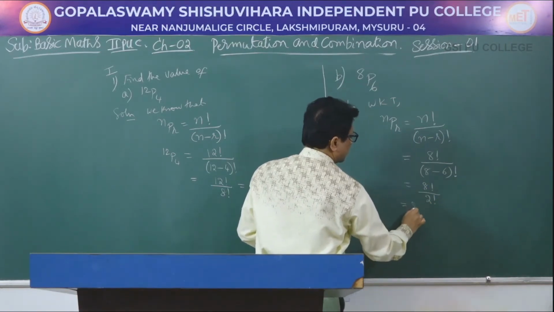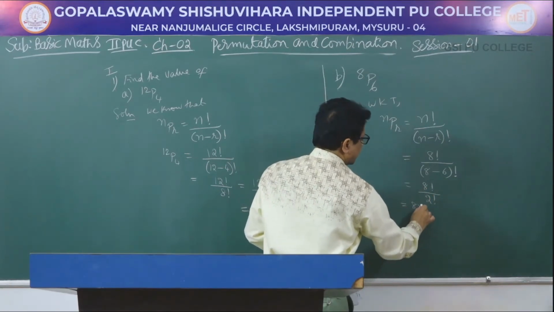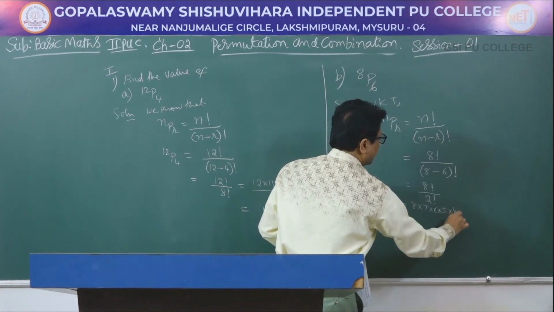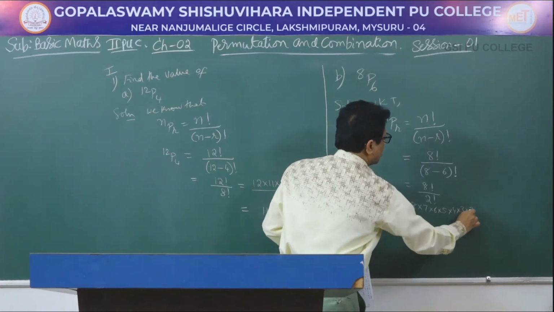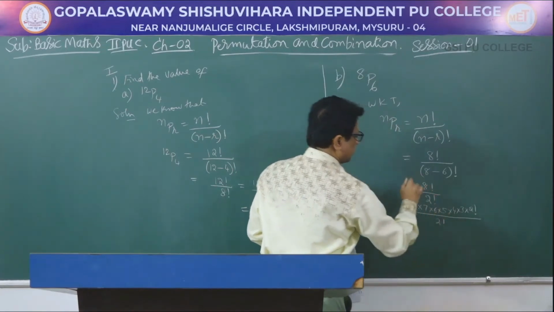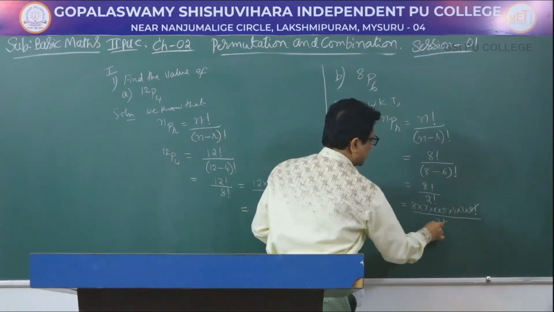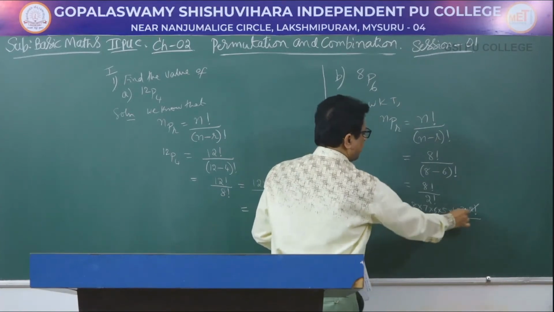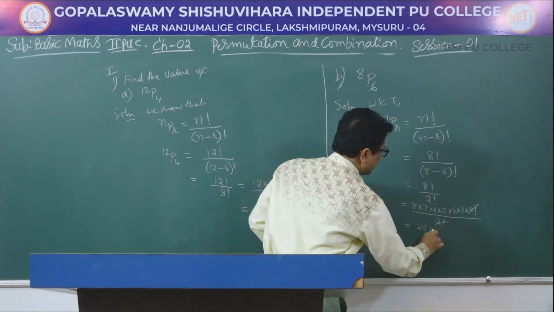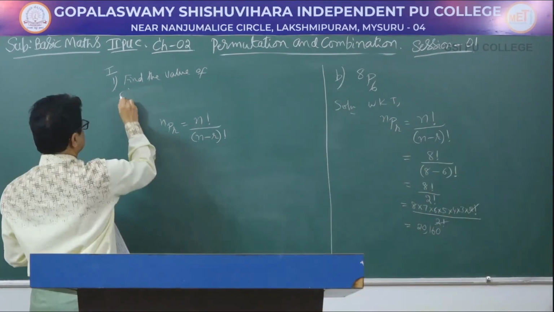8 factorial can be written as 8 into 7 into 6 into 5 into 4 into 3 into 2 factorial, divided by 2 factorial. So 2 factorial and 2 factorial will get cancelled. After multiplying all these terms, we get 20,160.